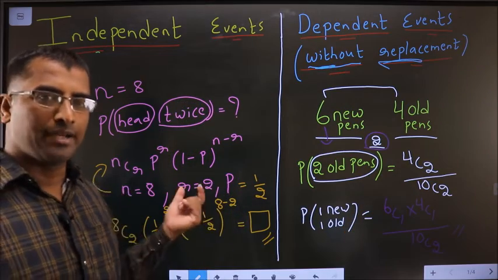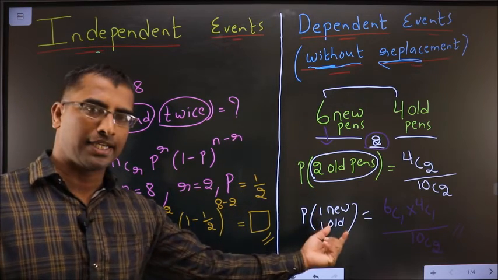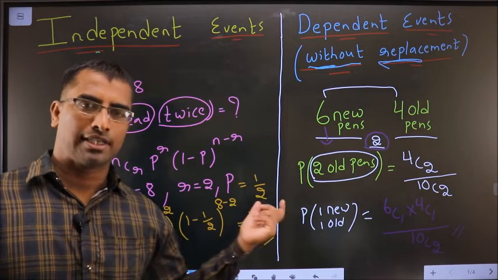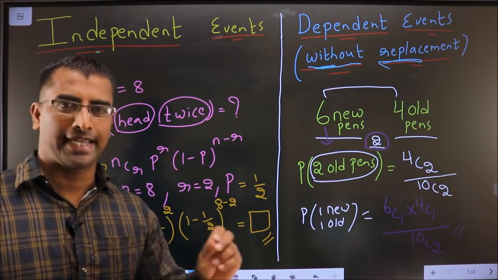Clear? For independent we use binomial, for dependent we use combinations. Based on the question situation, use the appropriate one.